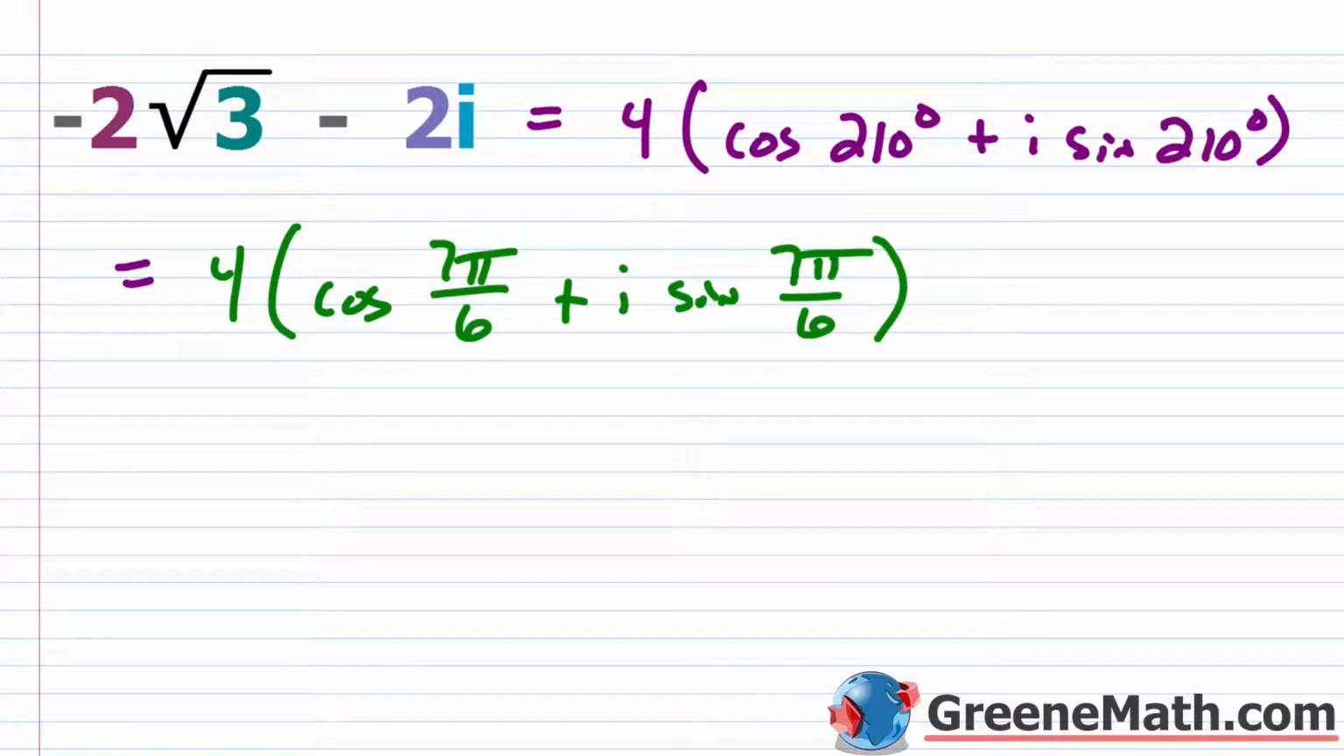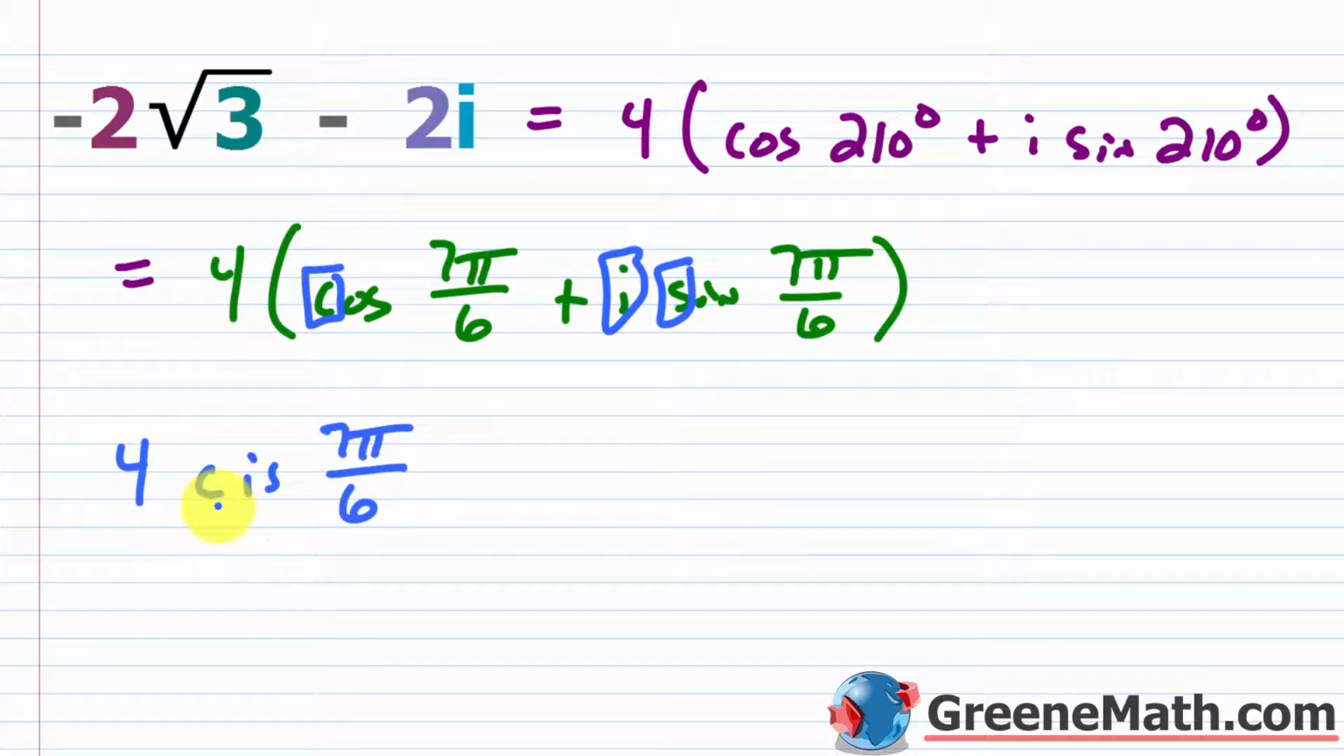And again, one more time, this C, this i, and this S, you can use it to abbreviate. So you could say this is 4, and you go cis, and then you say your angle. Again, you could do degrees or radians, whatever. We'll do 7 pi over 6. So another way to write it, this is the shorthand.